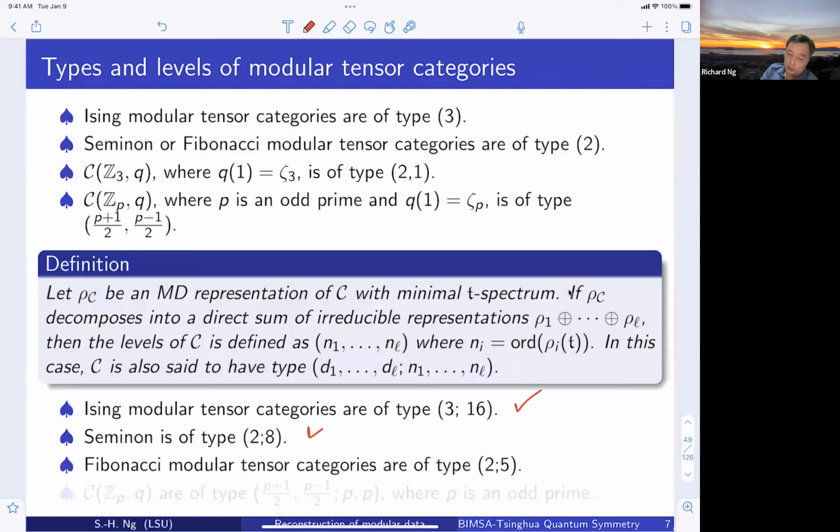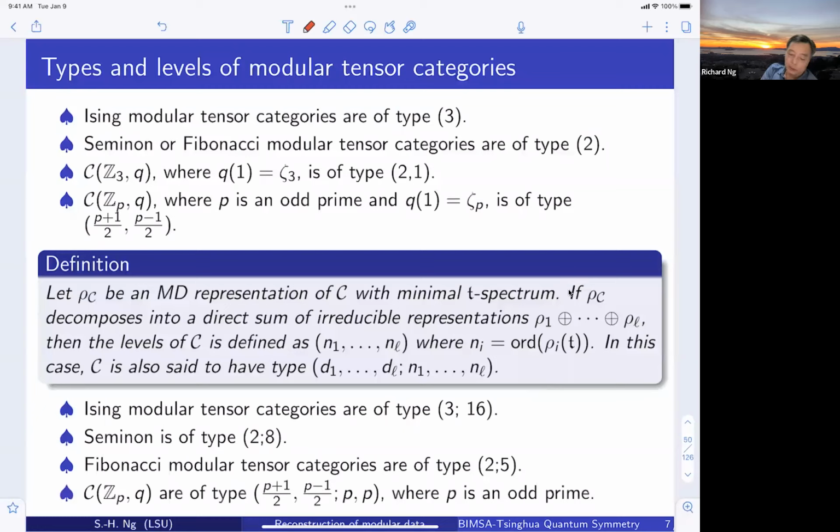So for the Fibonacci modular tensor category, the type is 2, the dimension 2, but the level is 5. And in fact, if you have a modular tensor category of type 2, 5, it's bound to be a Galois conjugate of the Fibonacci modular tensor category. That means you take the Fibonacci, you apply the Galois conjugate, you still get type 2, 5. Usually they define the whole Galois conjugate and also the replacement of the spherical structure.